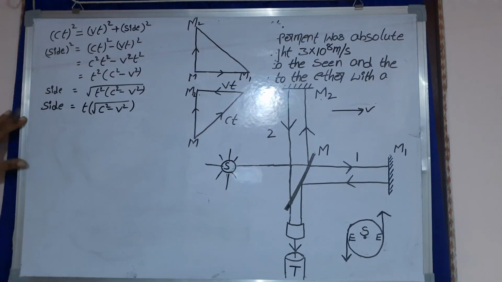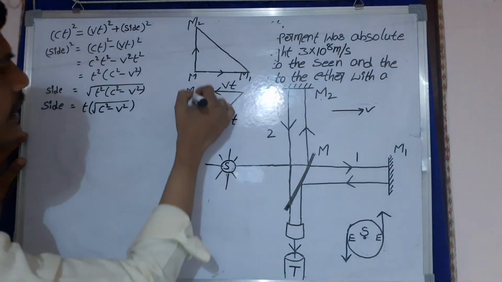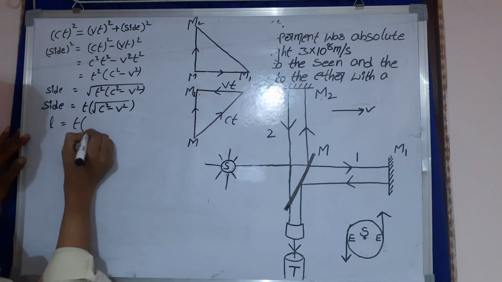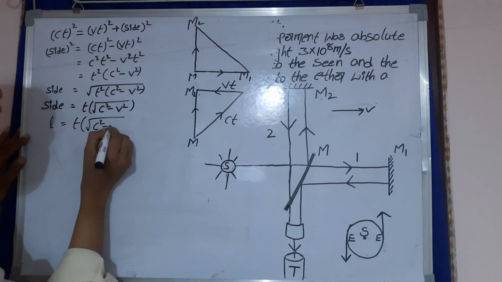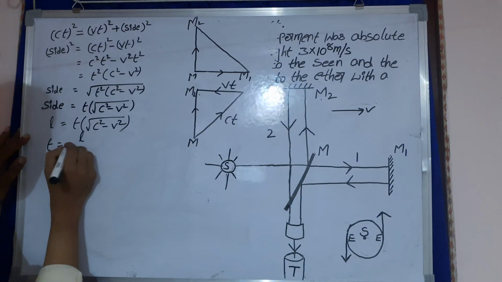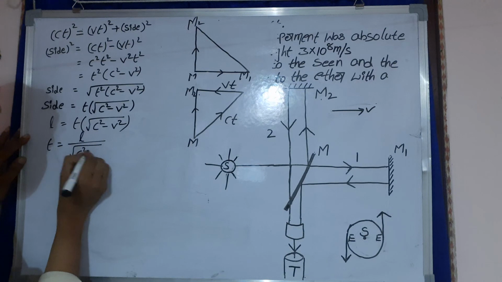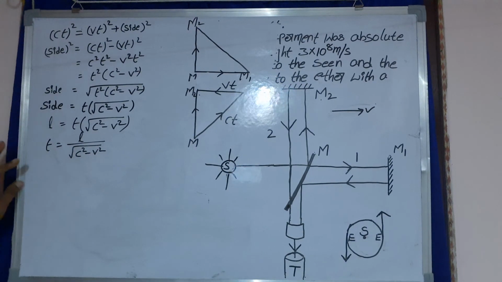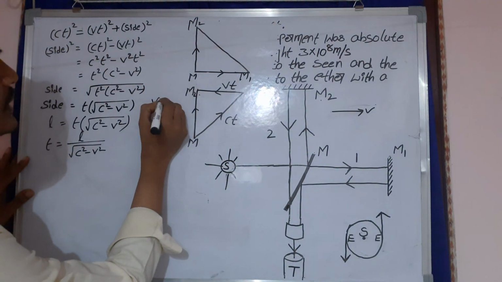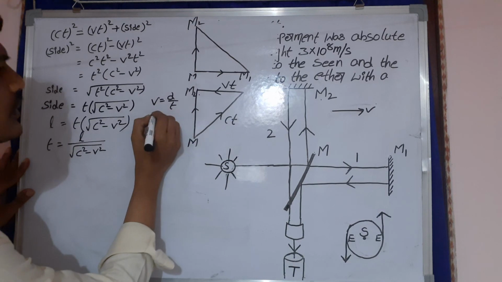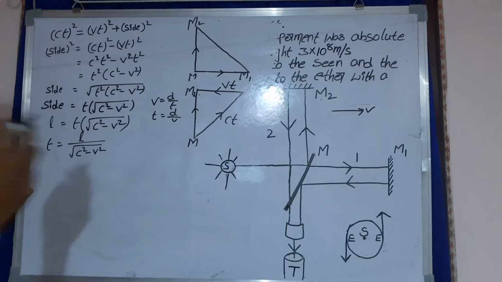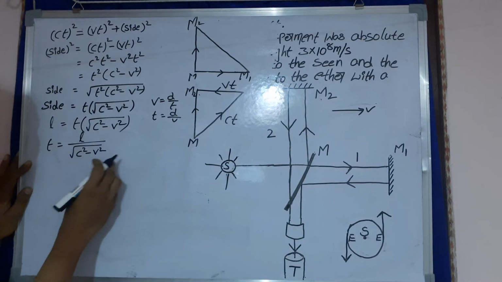c square minus v square. Side means side of the length L. So L equal t into root over c square minus v square. So t equal L by root over c square minus v square. So this is the time, distance by velocity. So velocity equal distance by time, so time equal to distance by velocity. Here L is the distance, and velocity means root over c square minus v square.